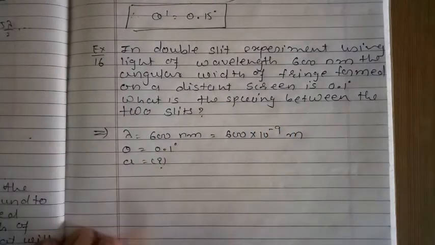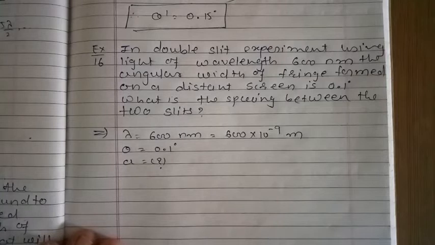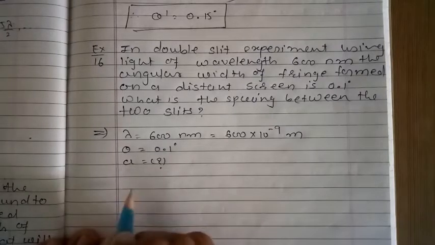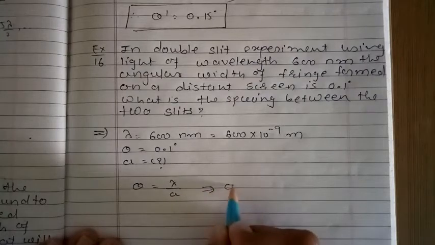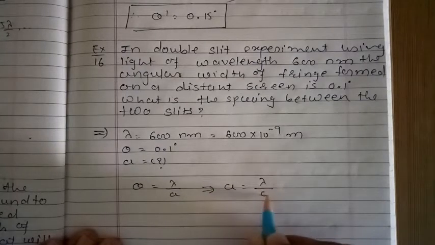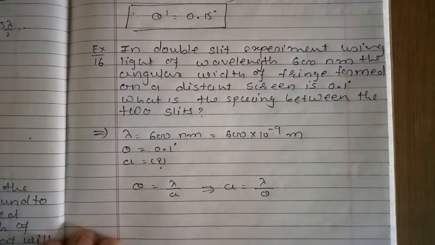So we have to find out a. You can also denote it by small d, as you wish. Now we know that theta is equals to lambda by a. We have to find out a. So a is equals to lambda by theta. Now the distance between slits, or the spacing between the two slits, is always in meter, right?